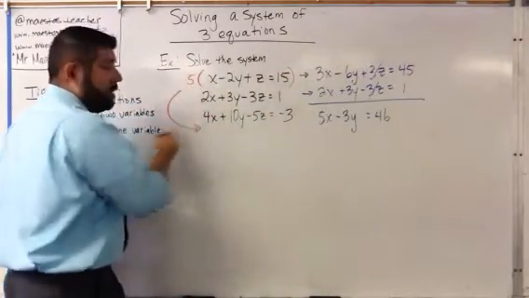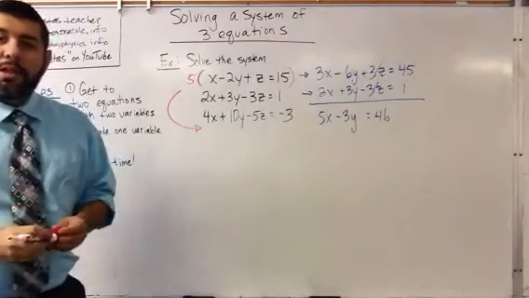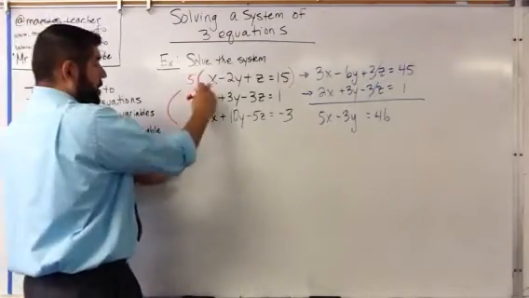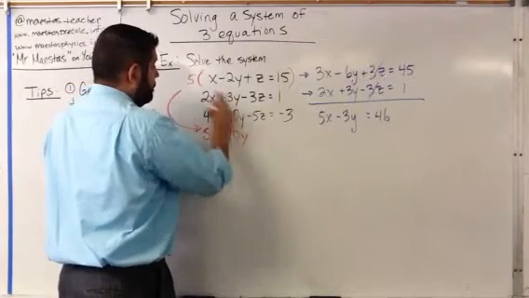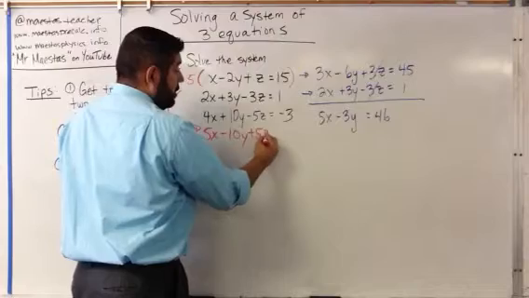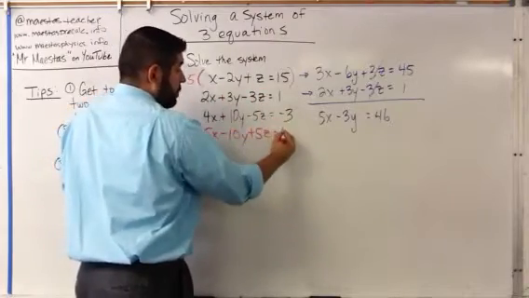And I'm just going to write it right underneath. It'll be easier because then I don't have to rewrite the last one. So I'm going to have 5x minus 10y plus 5z equal to 45.